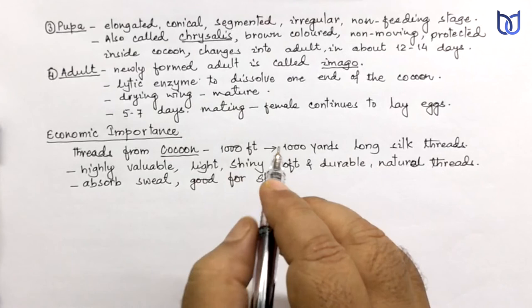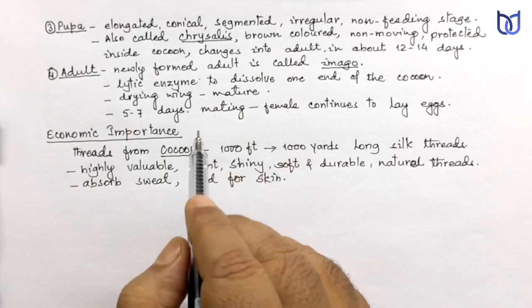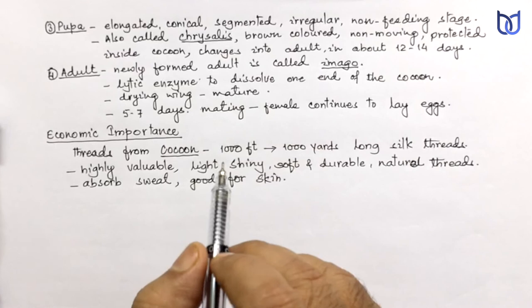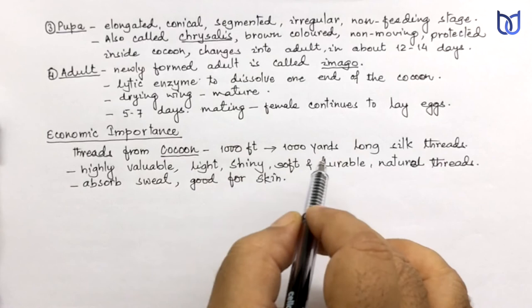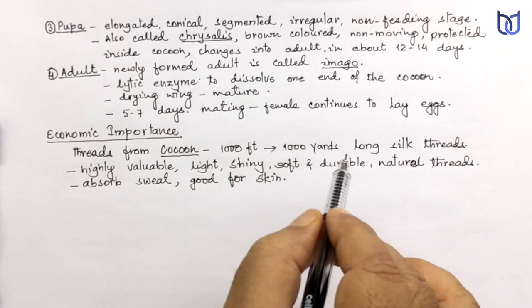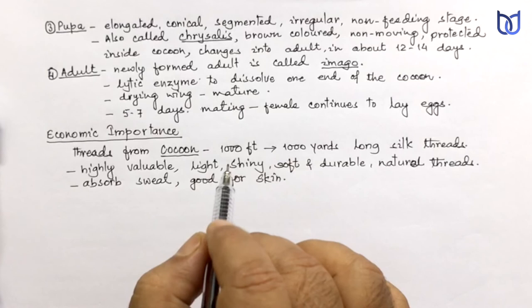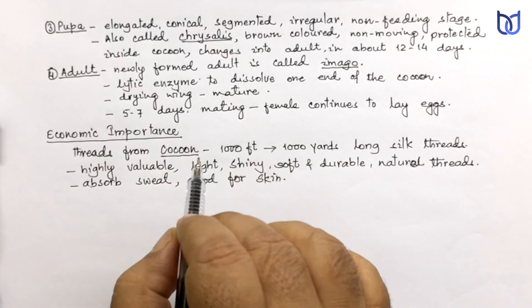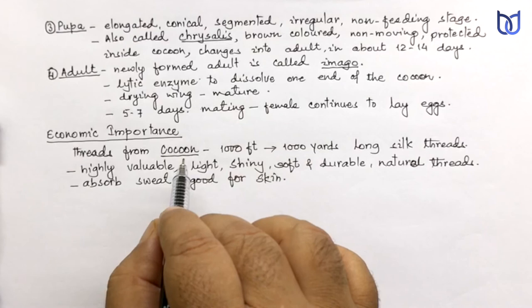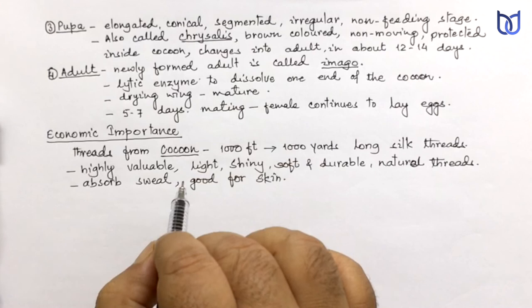If pupae are allowed to grow into adult, the long threads of cocoons are damaged, and that is why for obtaining silk threads, cocoons are boiled in water, hot water, or kept in hot air. During this, pupae are killed. But remember, not all the cocoons are sold out or kept in hot air. In fact, some of the cocoons are kept and pupae are allowed to develop into adult of new generation.